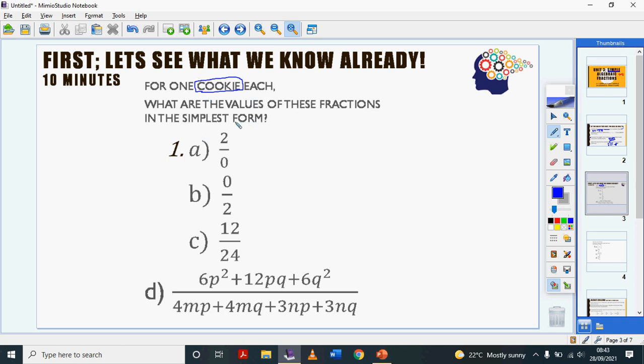The values of these fractions in their simplest form. Let's start with this one. I hope you can see that we are dividing by 0. And division by 0, I hope you remember, is undefined. Zero people cannot share 2 mangoes, because that's an undefined quantity. You do not know what's happening.